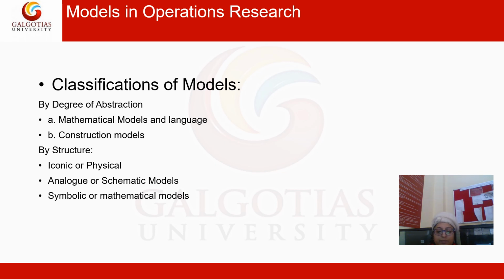The next is mathematical models or symbolic models. These models represent the decision variables under study using mathematical symbols such as numbers and letters, and are called mathematical models. These symbols are then related together by using equations which describe the various properties of the system, like linear programs.